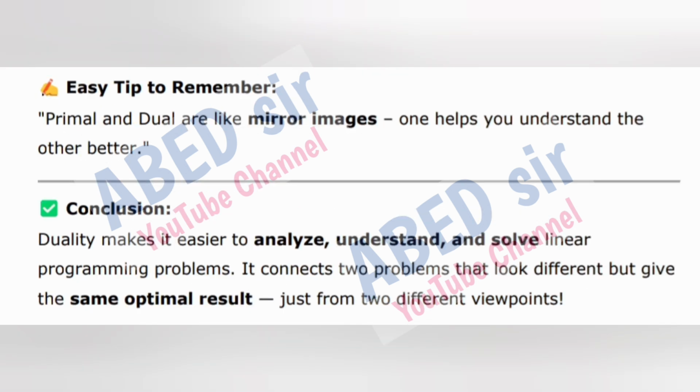Easy tip to remember. Primal and dual are like mirror images. One helps you understand the other better. Conclusion. Duality makes it easier to analyze, understand, and solve linear programming problems. It connects to problems that look different but give the same optimal result just from two different viewpoints.